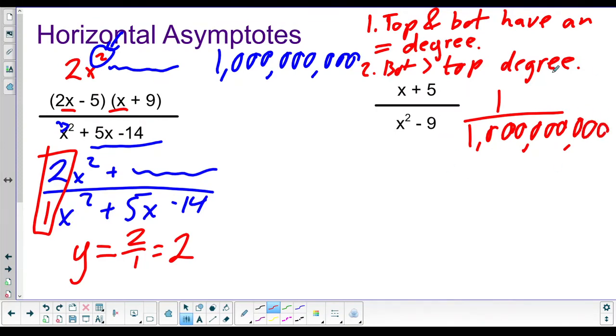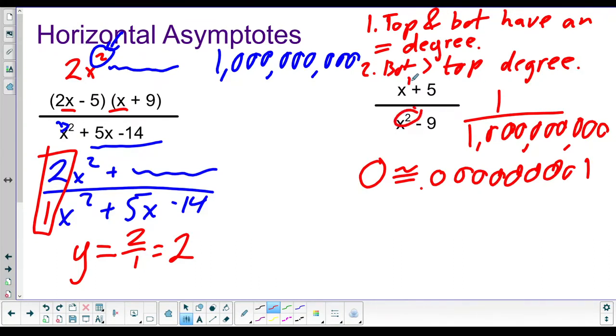If you type this into a calculator and turn it into a decimal, it's like point and then a whole bunch of zeros. You could check. This is super tiny. This is really close to being, this is almost 0. So if we continue to plug in bigger numbers, it would get even closer. So anytime the bottom exponent is bigger than the top exponent, our horizontal asymptote is y equals 0.